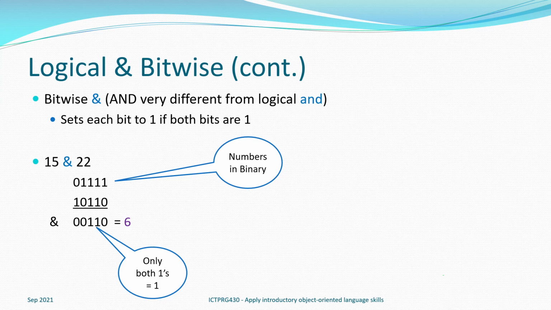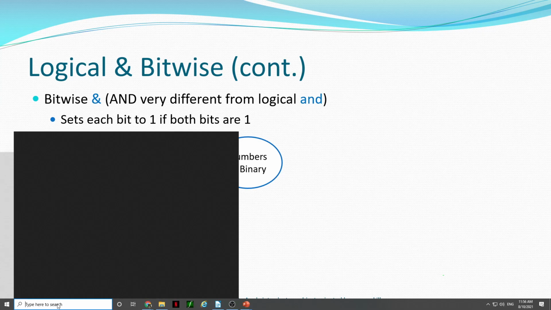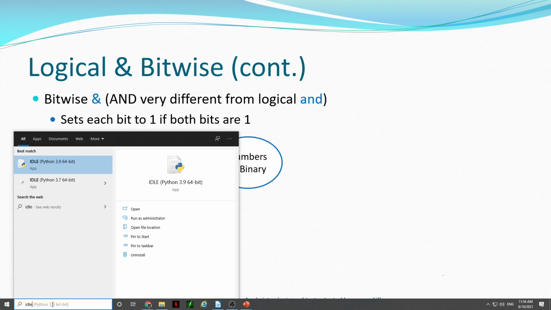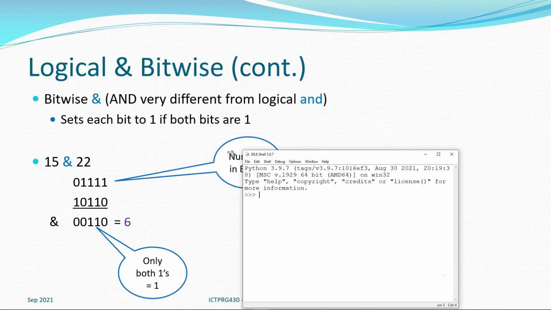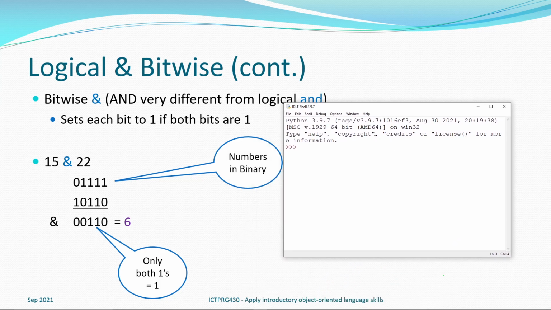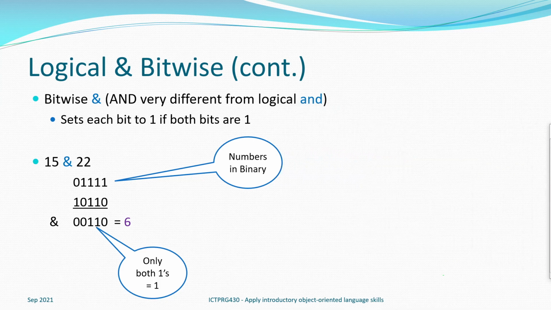Don't believe me? Put the AND function into your code and see what you get. Simplest, easiest way, fire up IDLE and put it in. Actually, why don't we just do that here? I don't normally jump in and out of theory and prac, but why don't we just, for quick, so 15 and 22, 6. Just in case you didn't believe the maths.